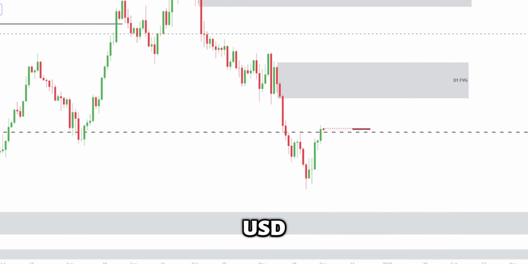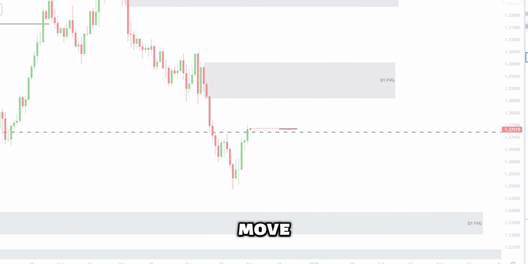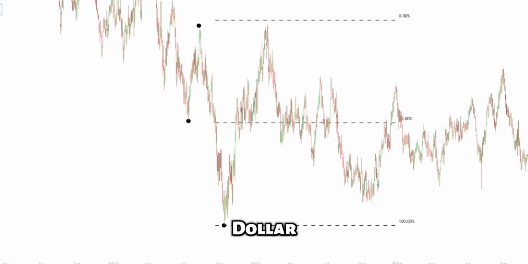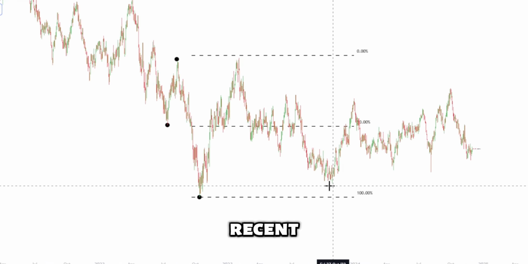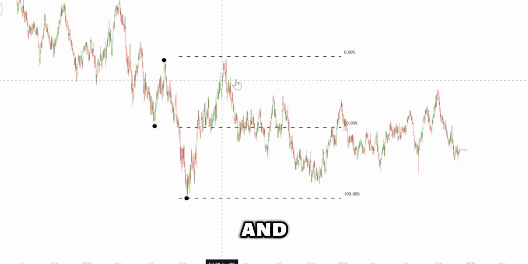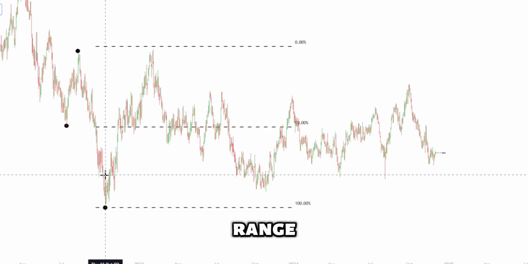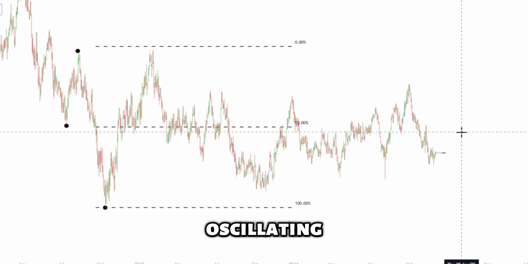Now, if we move on to another pair, this is AUDUSD, Australian dollar, right? Again, I've already got the most recent structural low and structural high on the daily time frame. Again, we've been in a very, very large range since 2022. It's been over 2 years. We've been in this structural range, oscillating up and down.